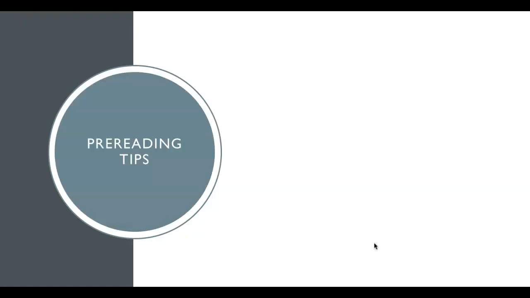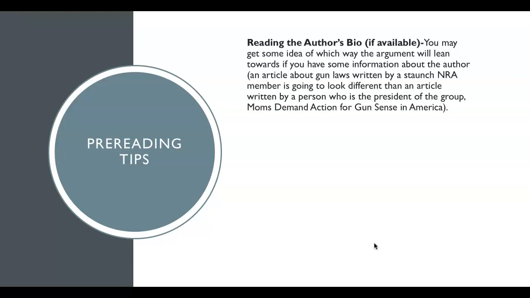Okay, so these are pre-reading tips, and it's just what it sounds like. Before you start reading the text, there's a few things that you can do to help you understand it better. If there is an author's bio or biography available, then I suggest that you read it. You can get some idea of which way an argument's going to go if you get some information about the author in advance. For example, if it's an article written by a staunch NRA member, then you know that article's probably going to have a different point of view than someone who is the president of the group Moms Demand Action for Gun Sense in America.